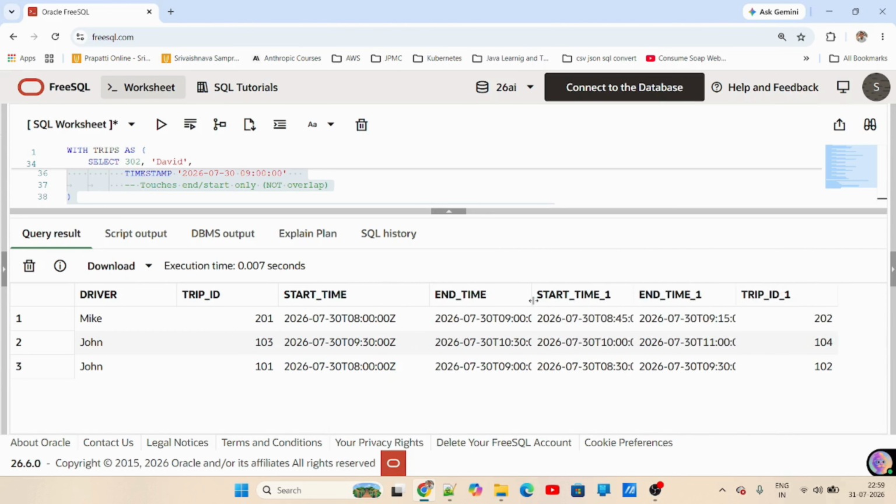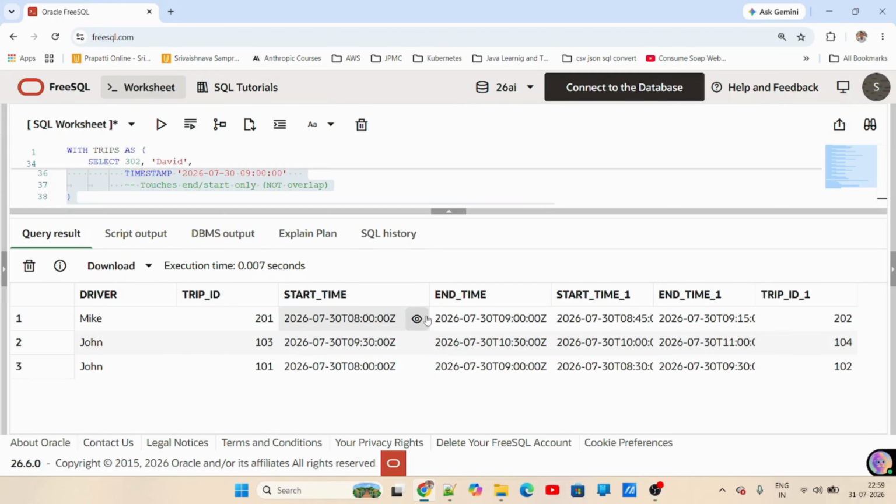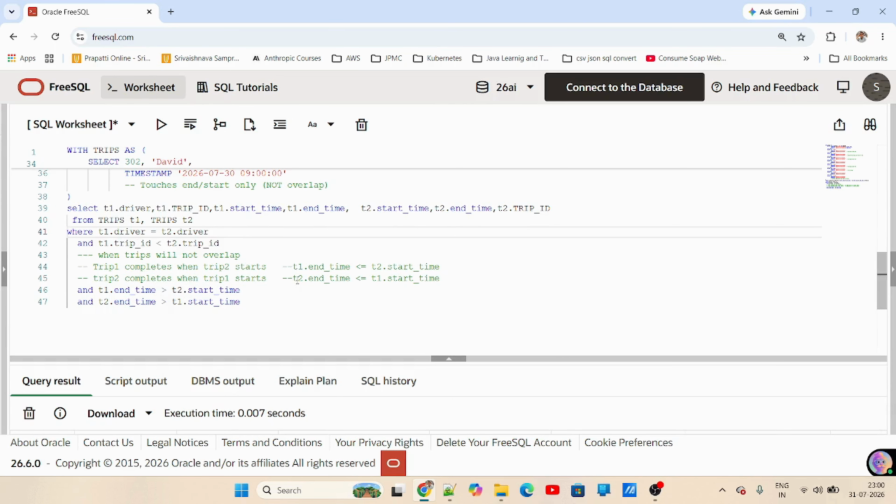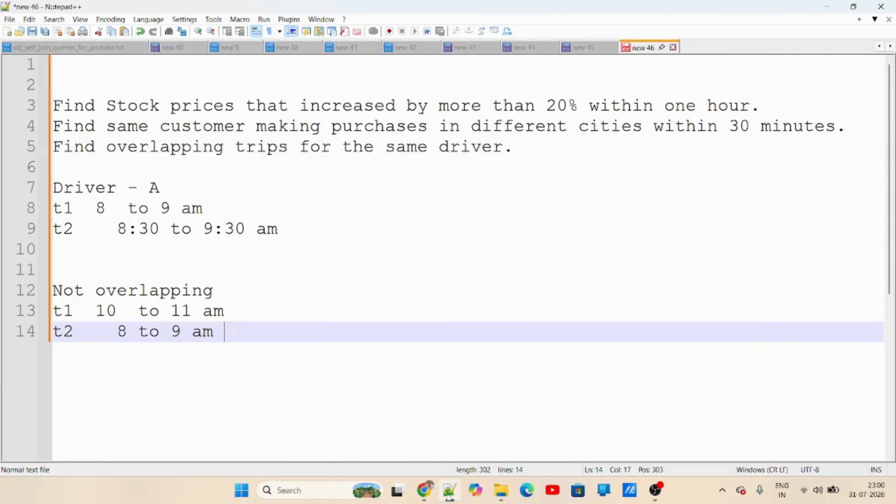Now here we can see which trips are actually overlapping. This is 8 to 9 for Mike, and then we have 8:45 to 9:15. So this is overlapping, correct? 8 to 9 is trip 1, and 8:45 to 9:15 is trip 2. Then we have 9:30 to 10:30 as trip 1 and 10 to 11 as trip 2. Again, this is overlapping. And then 8 to 9 and 8:30 to 9:30, again overlapping. So this was all about finding overlapping trips for the same driver.